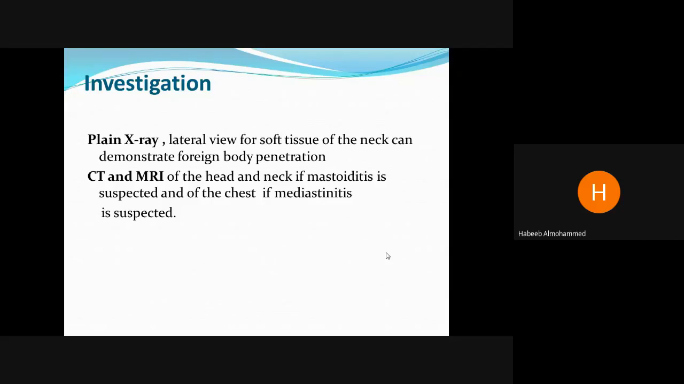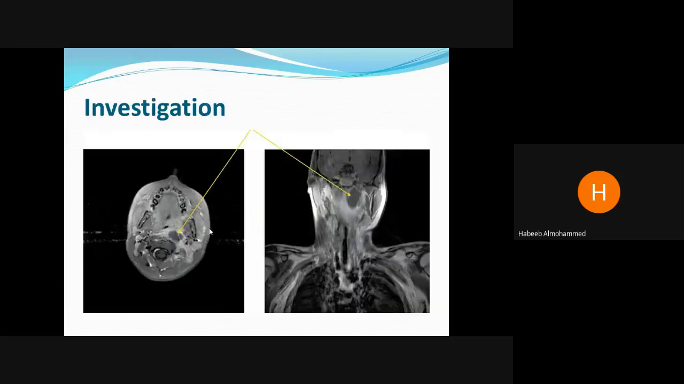If you have portable imaging, or a nearby radiological department, and the patient is stable, plain X-ray is helpful. A bilateral view of the soft tissue of the neck can demonstrate foreign body penetration, for example. CT scan and MRI of the head and neck if mastoiditis is suspected, and CT scan of the chest. CT is also important to exclude or confirm a complication of paratonsillar or parapharyngeal space infection. This is an MRI of a deep neck space infection.